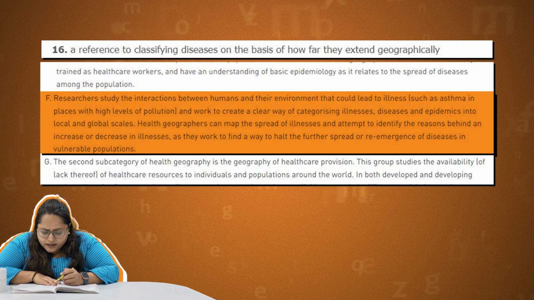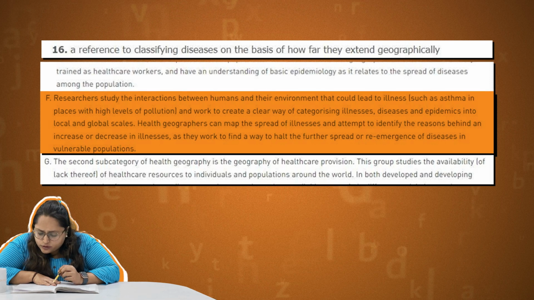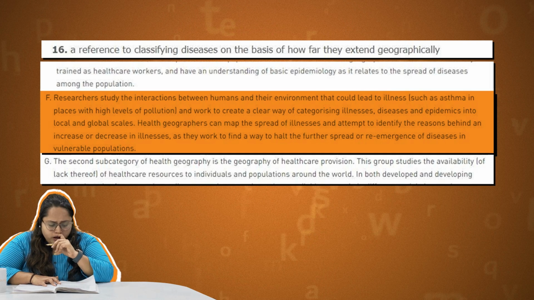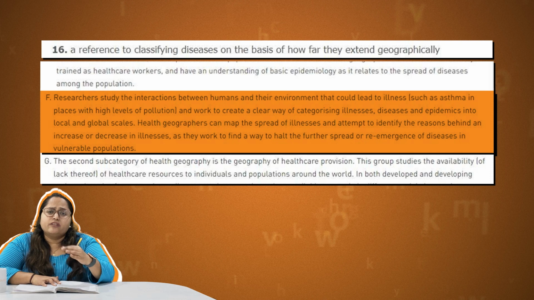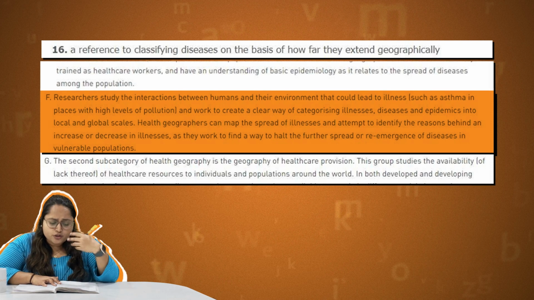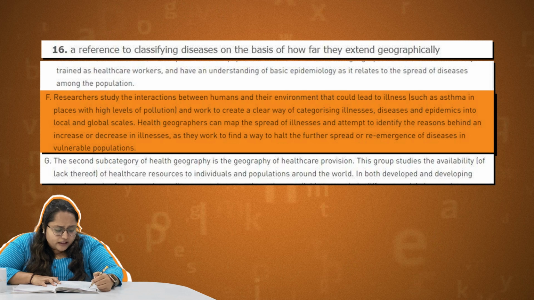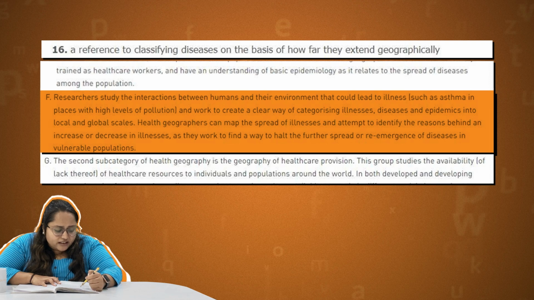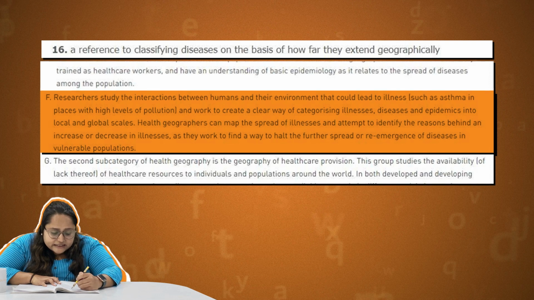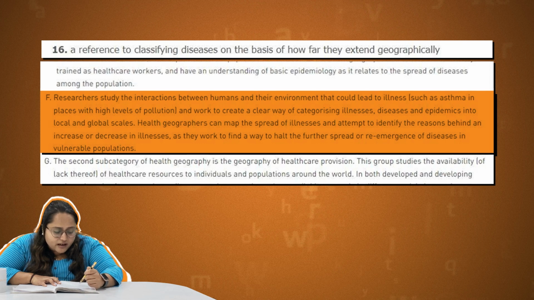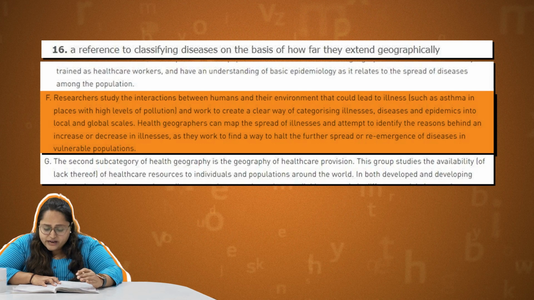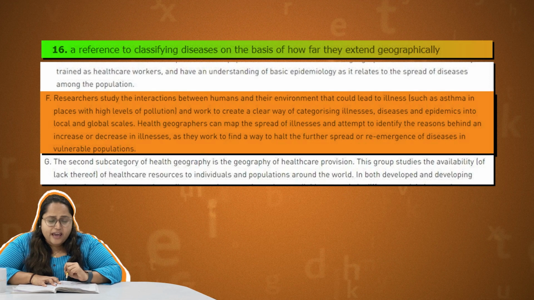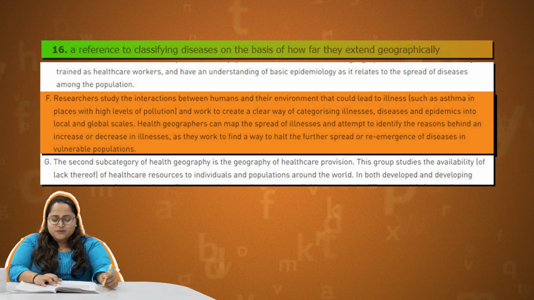So here let's see a reference to classifying diseases on the basis of how far they extend. See here, if you match, they have talked about asthma. Means the level of pollution is high, so people do get asthma. And if you see that work, just after the bracket, if you pay attention, and work to create a clear way of categorizing illness, diseases, and epidemics into global and local scales. Means they can map, they can measure, okay, how far it can go. So here the answer for 16 is F. Right? Now we are only left with the last one, which is the 17th one.